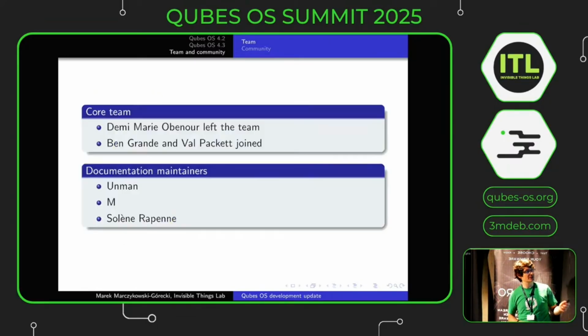A bit about team and the community. We have some changes in the core team. Demi left the team. But we have 2 new members, Ben Grande and Val Paquet. Ben, you probably met on the various communication channels, and he already was working on some of the major features, especially the preloaded disposables. And Val will work on the Wayland and the GPU acceleration.